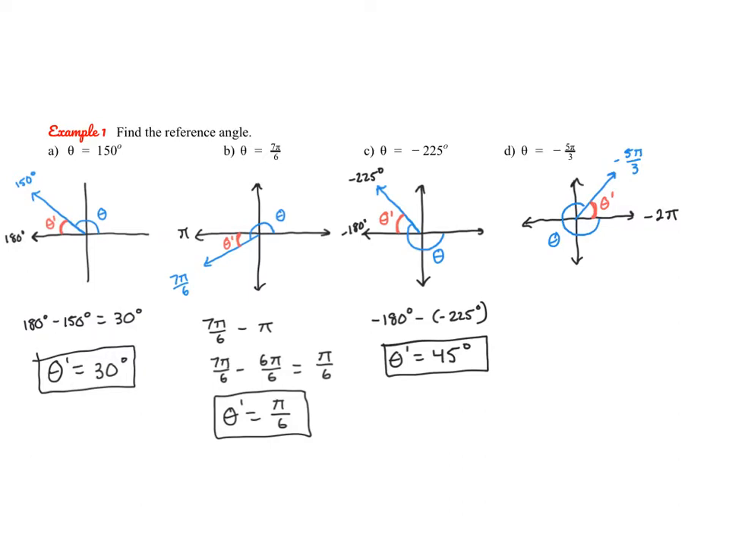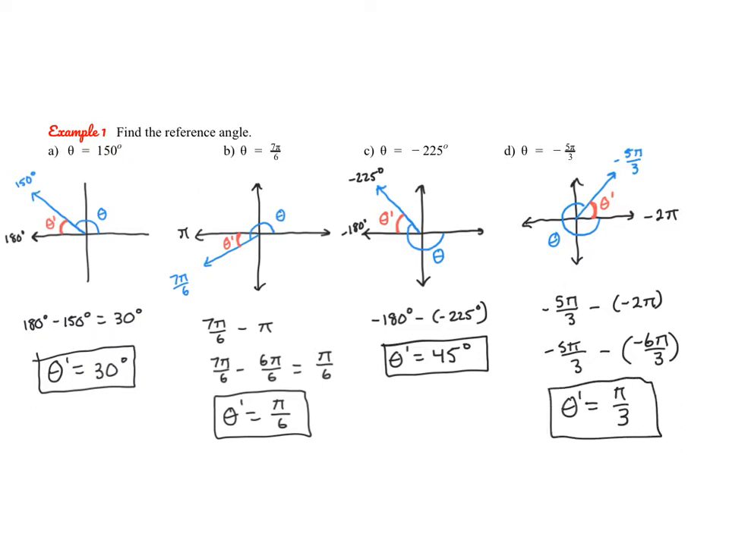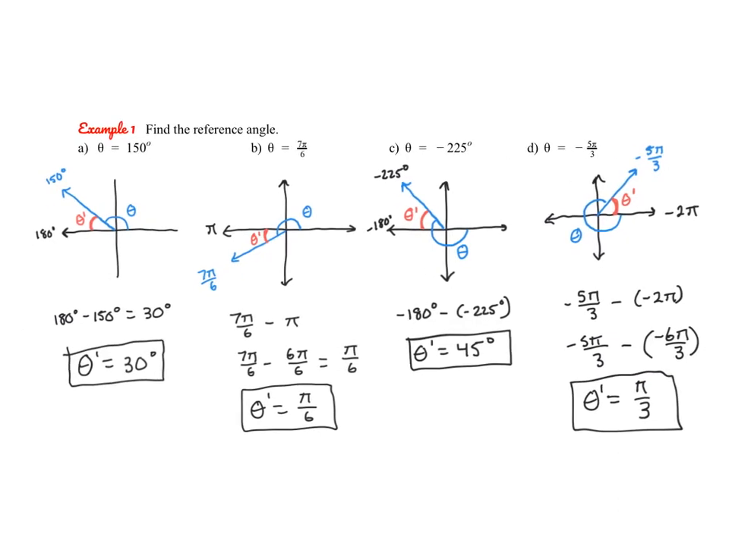So we're going to subtract: negative 5 pi over 3 minus negative 2 pi. We can create a common denominator if it helps, so minus negative 6 pi over 3. And you can see that gives us pi over 3. So theta prime equals pi over 3. Remember our little trick: if our angle is in radians, we really just look at pi in the denominator. So for negative 5 pi over 3, the reference angle is just pi over 3.